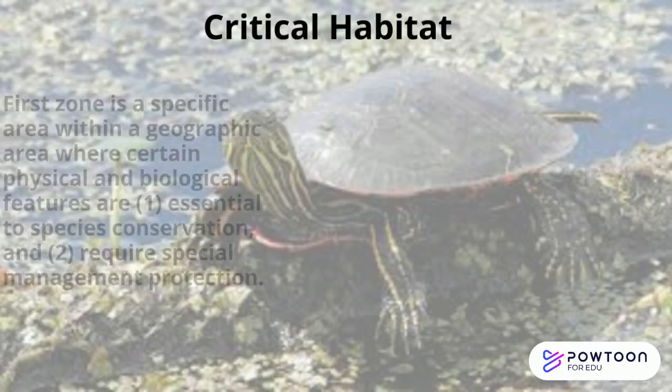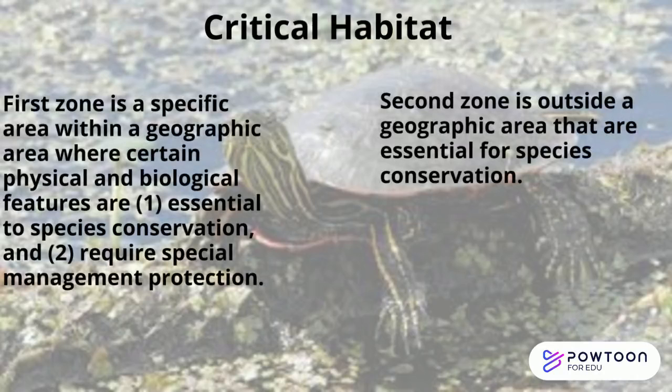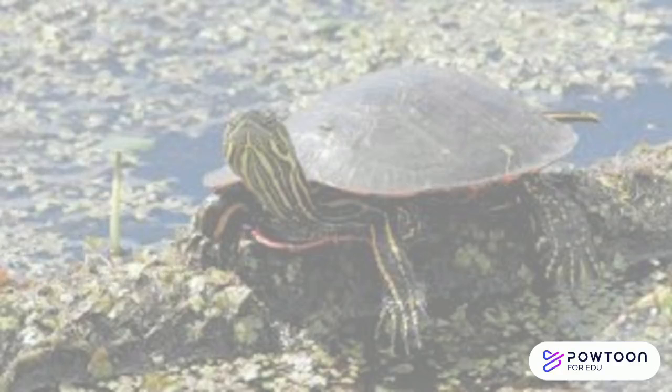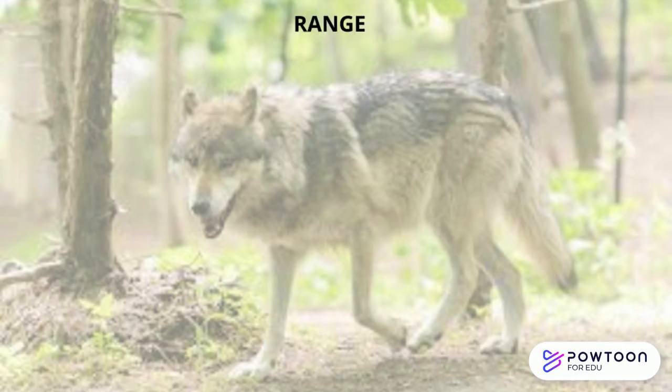Critical habitat is defined as being in one of two zones. The first zone is a specific area within a geographic area where certain physical and biological features are essential to species conservation and require special management protection. The other zone is outside a geographic area that are essential for species conservation. The difference between the two zones is that the area within a geographic area is going to require greater safeguards to protect that species. An endangered species is protected throughout all or a significant portion of its range.